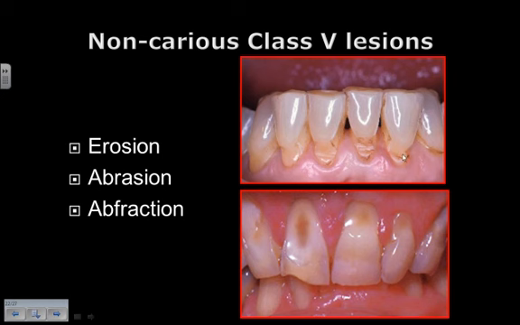These would be restored if they were sensitive, if they were unesthetic, and in a later lecture we'll be talking about when we make decisions to restore these non-carious cervical lesions, NCCL, non-carious cervical lesions. In the lower clinical image you see the maxillary incisors.